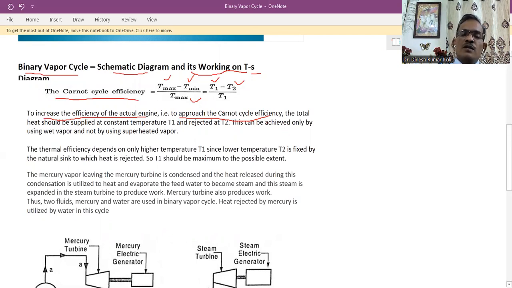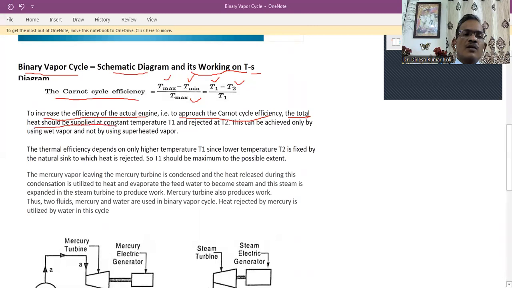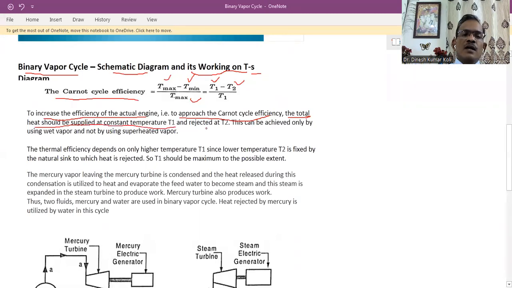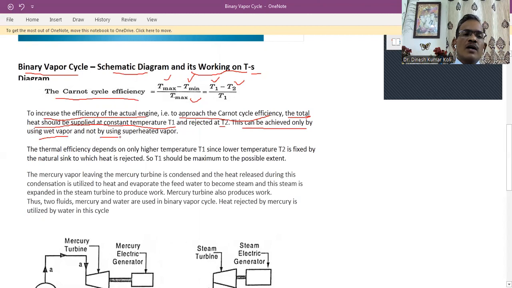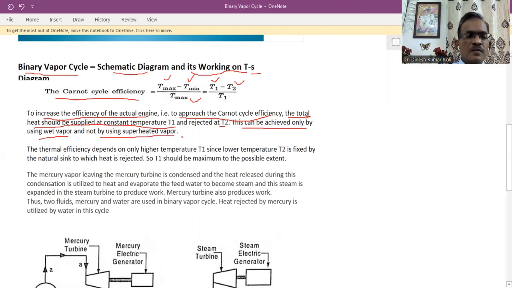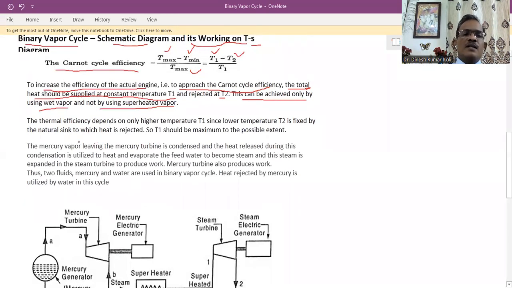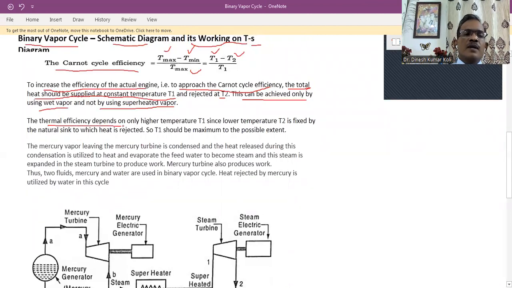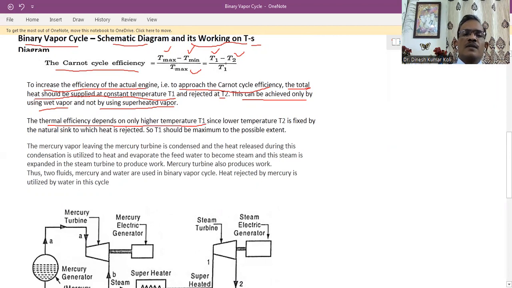We follow the concept of Carnot cycle. The total heat should be supplied at constant temperature T1 and rejected at T2. This can be achieved only by using wet vapor and not by using superheated vapor. So here we can see the thermal efficiency depends only on the higher temperature T1. Higher temperature, it is the heat source temperature. The heat supply depends mainly upon this.